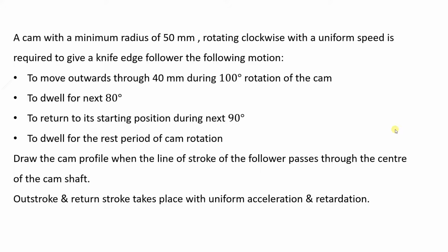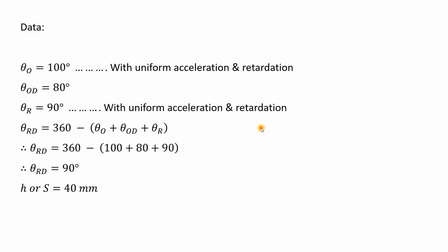Now we have to draw the cam profile when the line of stroke of the follower passes through the center of the camshaft, and it is given that outstroke and return stroke takes place with uniform acceleration and retardation. Now here the angles which are given over here, they are typical. So for example, if you concentrate on this theta outstroke, it is given as 100-degree, whereas return stroke is given as 90-degree. So you have to be very careful while choosing the scale.